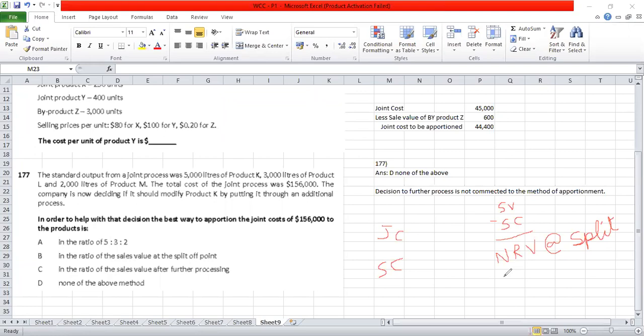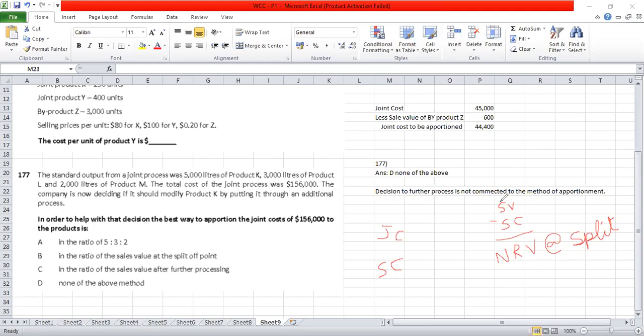The methods are: the physical weight of the input could be a method, physical weight of the output could be a method, sale value at the split off point is a method, sale value after further processing is a method, gross profit method is a method. So these are all methods. If that is the case, we come down to the point where they are split out, because they have already been processed further. So take the sale value, deduct the separable cost, work it out backwards, and then arrive at the net realizable value at the split off point. That is not the actual sale value at the split off point, but a realizable value at the split off point. Then that will be taken as the basis of apportionment.